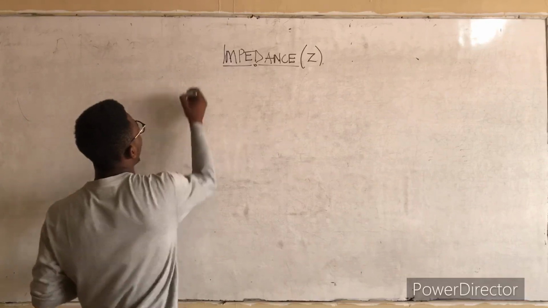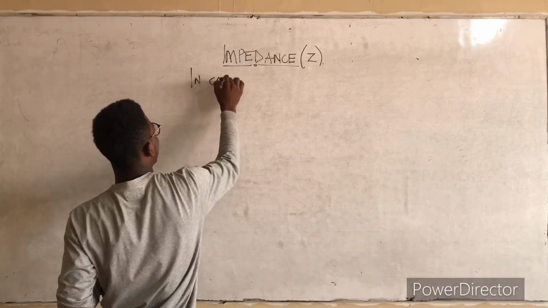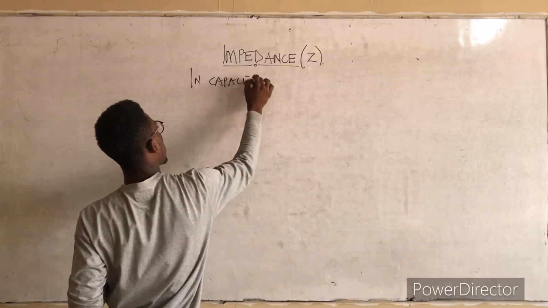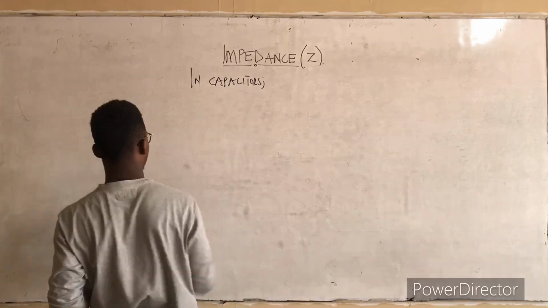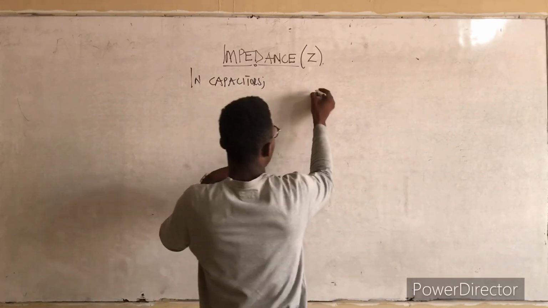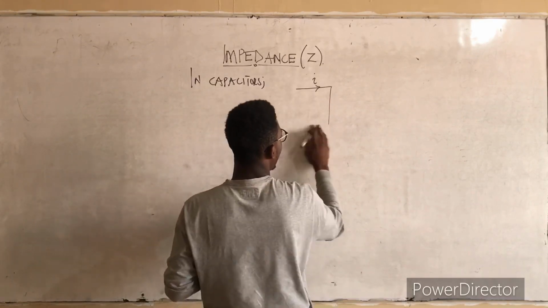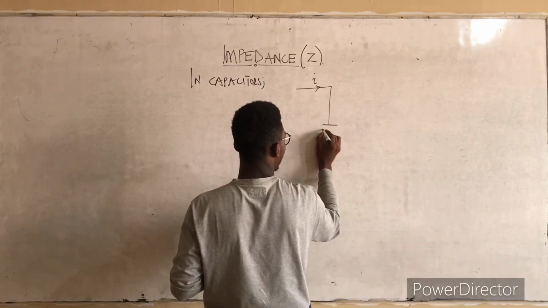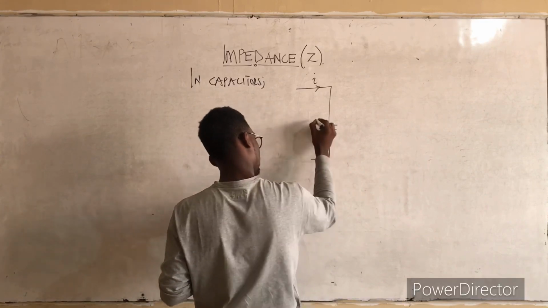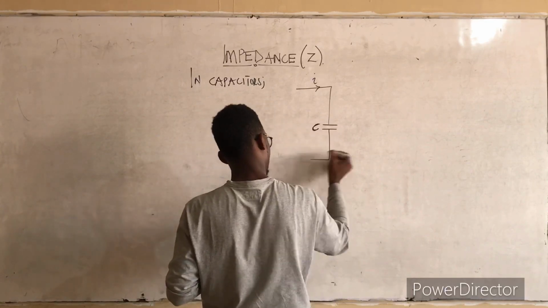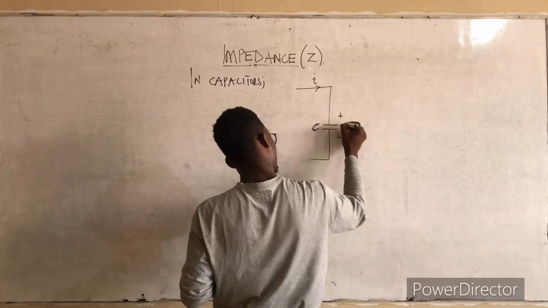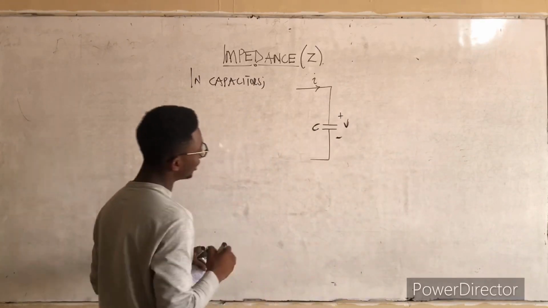Alright, so the relationship in capacitors. Now we have some current coming, and this is the symbol for a capacitor. You have some amount of voltage across the capacitor.